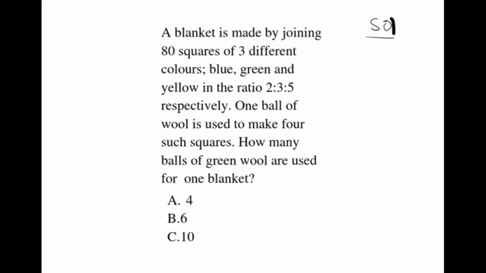We have these colors: blue. Let us use B to represent it. Green. G to represent green. Then yellow. Y to represent yellow. They are in the ratio 2:3:5. Then we are told one ball of wool is used to make 4 such squares. How many balls of green wool are used for one blanket? Then from there, get the number of shares.